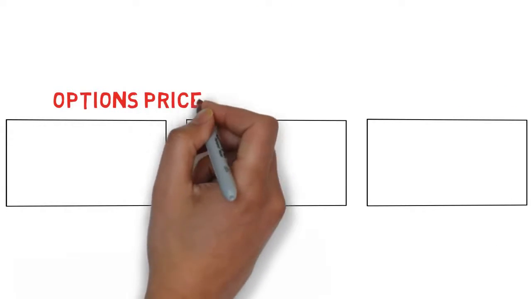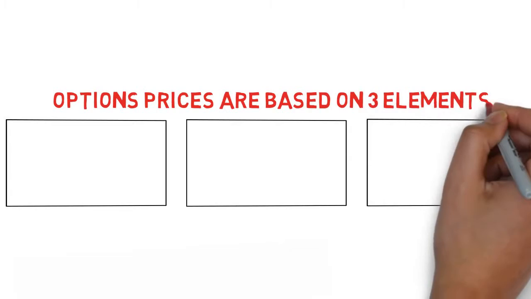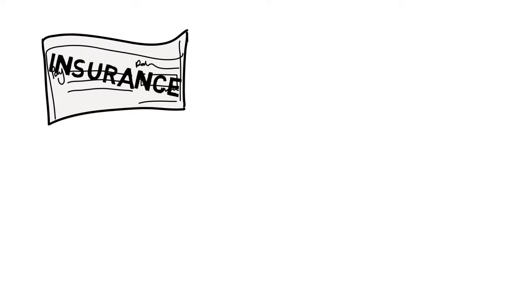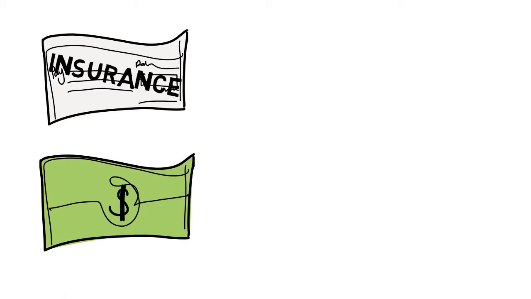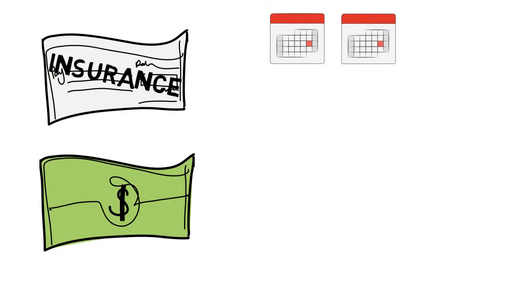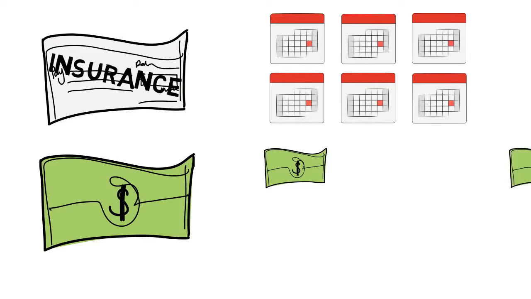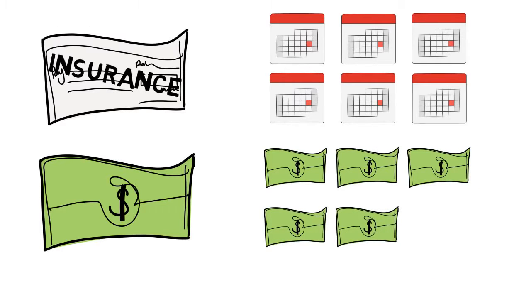Option prices are based on three elements of its underlying stock. The first one is time to expiration. In the last video, we talked about how options are basically insurance, and of course you pay money for this insurance. Now, the thing about insurance is you don't just get to pay a one-time payment and have insurance forever. You have to pay month after month to keep your insurance. So the longer you have it, the more money you will have to pay.